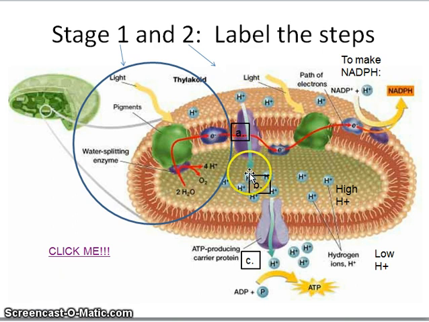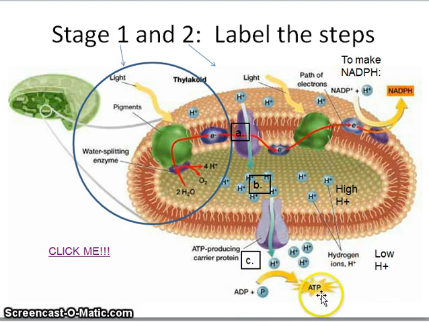So the hydrogen ions are pumped into the thylakoid from low to high concentration. That's an active transport. And a concentration gradient starts to come about because they have a lot of hydrogen coming from the splitting of water and the pumping in of hydrogen ions. And so there is a high concentration of hydrogen inside, a low concentration outside. They passively diffuse through this ATP producing carrier protein. When hydrogen moves through, this protein grabs an ADP and a P and makes ATP. So stage 1 and 2 make ATP.